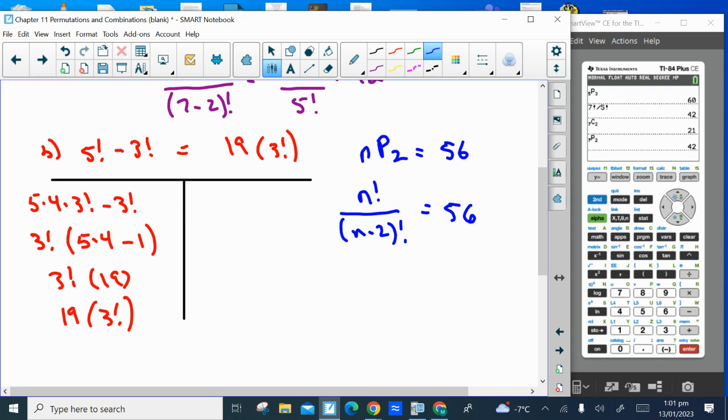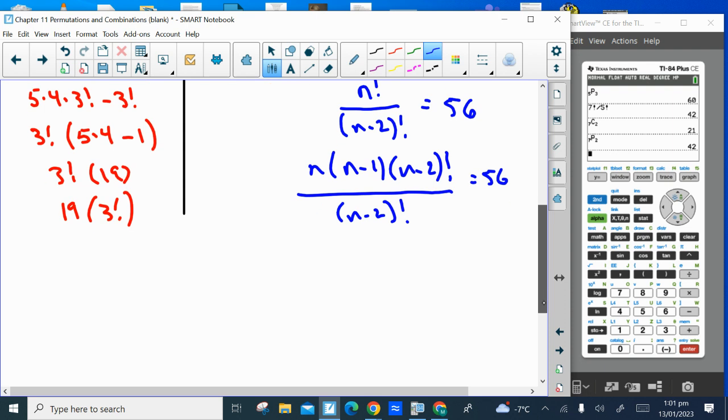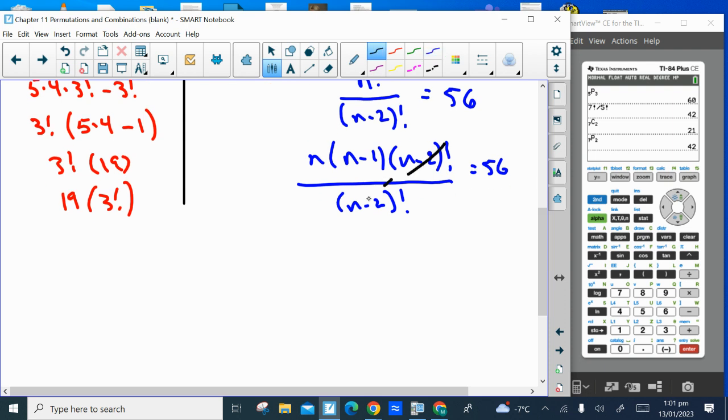And we simplify by expanding, and we always expand the expression that's the larger of the two. n is greater than n minus 2. So n factorial will be n times n minus 1, and we could go on forever, subtracting 1 each time. But we stop at n minus 2 and put a factorial on the end because that's what the denominator is. So the n minus 2 factorials will cancel. That's the whole point of doing that. And we're left with n squared take away n equals 56.